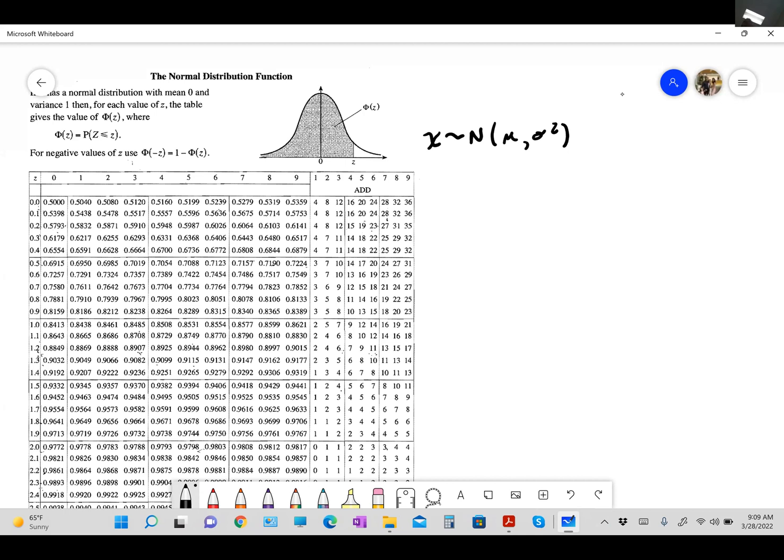Now, this here is a very specific normal distribution. We call it a standard normal distribution. And a standard normal distribution has the following. It's normal, the mean is 0, and the variance is 1. When you take the square root of 1, the standard deviation is 1. Very important to remember that.